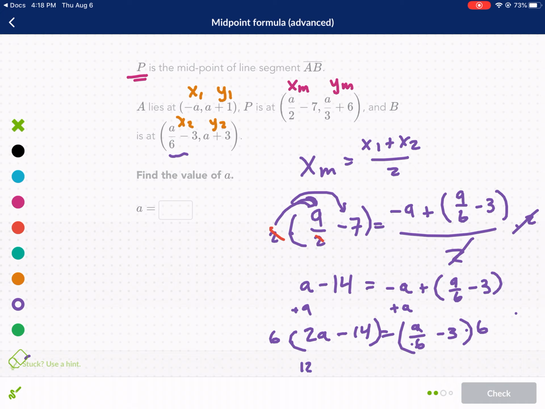So we have 12a minus, get my calculator. It's always good to have a buddy. 6 times 14. And I get 84 equals a over 6 times 6 is just going to give me a. That's the whole point, minus 18. So now I'm going to subtract a from both sides. And I get 11a minus 84 equals negative 18.